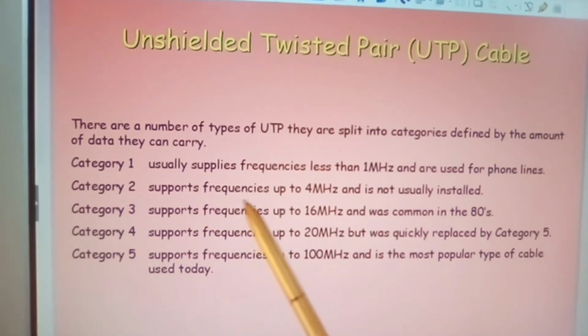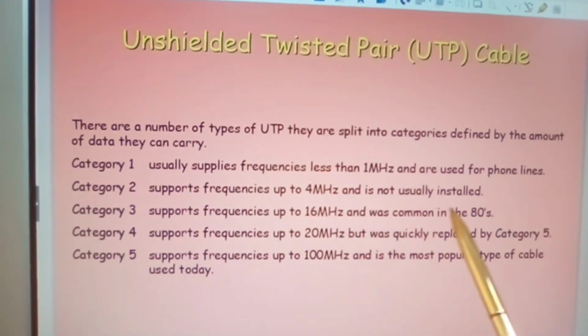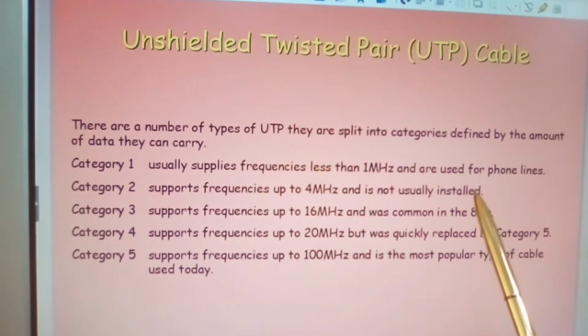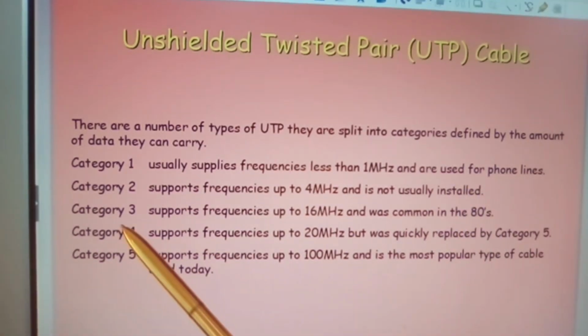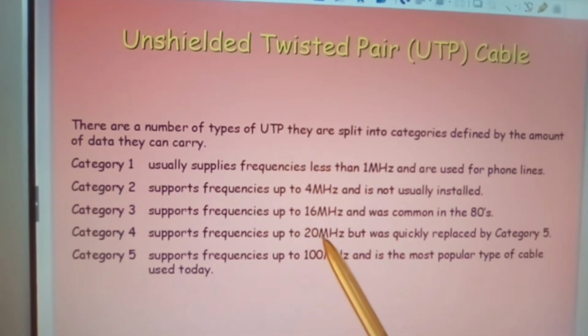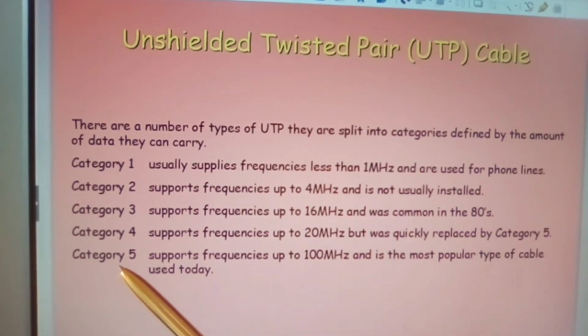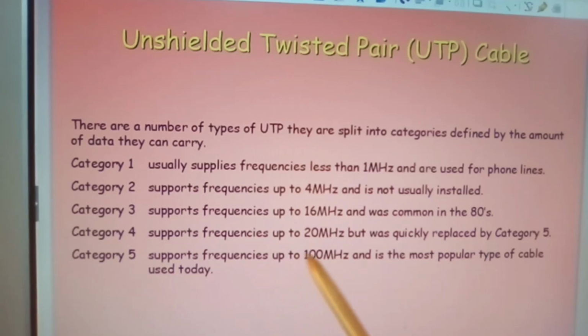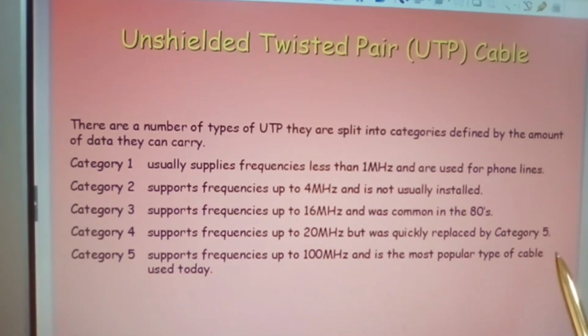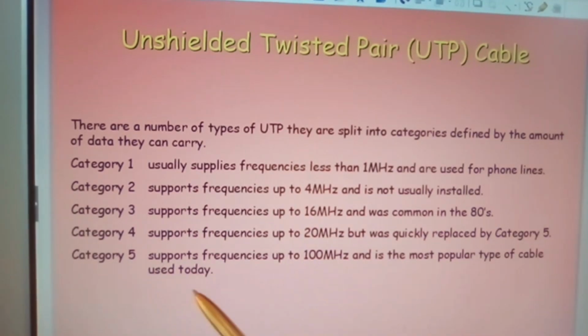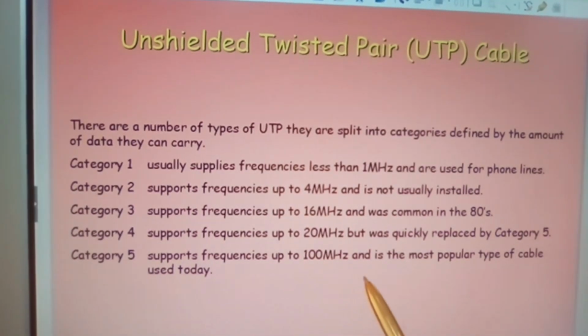Category 2 supports frequencies up to 4 megahertz and is not usually installed. My question here is why? Category 3 supports frequencies up to 16 megahertz and was common in the 80s. Category 4 supports frequencies up to 20 megahertz but was quickly replaced by Category 5. Category 5 supports frequencies up to 100 megahertz and is the most popular type of cable used today.